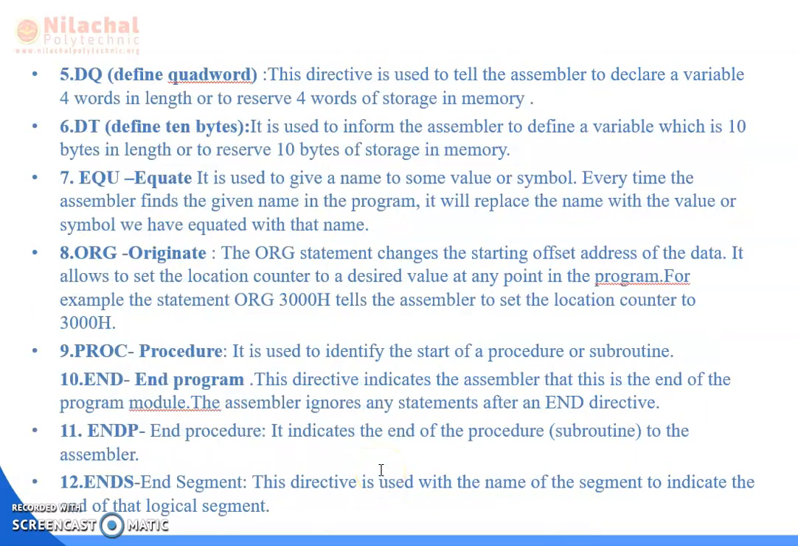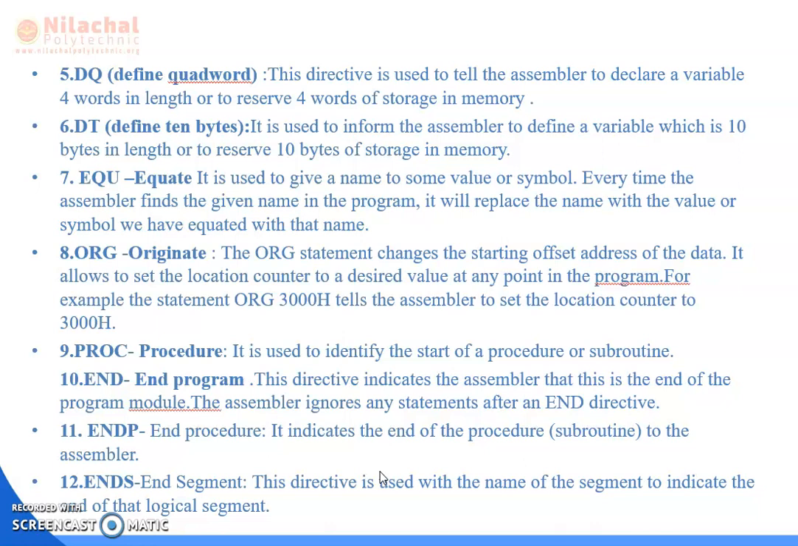Next is DQ, that is define quad word. This directive is used to tell the assembler to declare a variable 4 words in length or to reserve 4 words of storage in memory. Number 6 is DT, that is define ten bytes. It is used to inform the assembler to define a variable which is 10 bytes in length or to reserve 10 bytes of storage in memory.